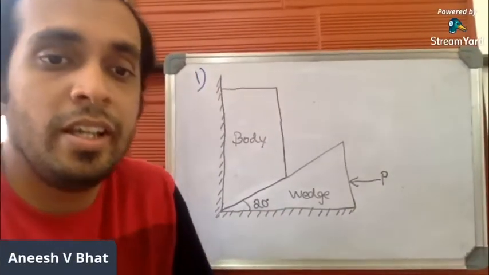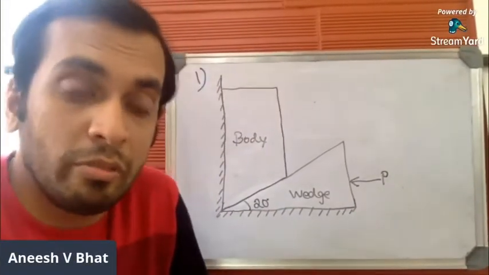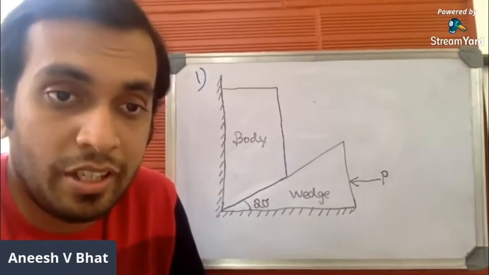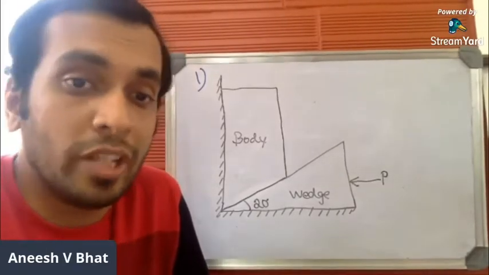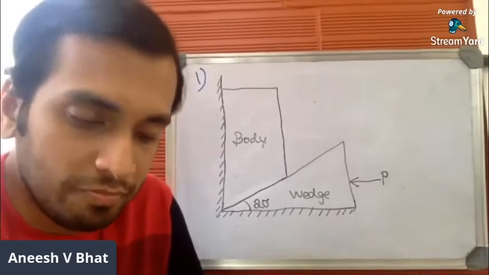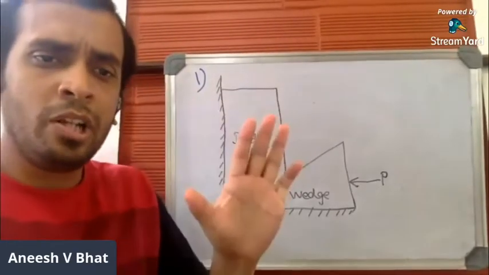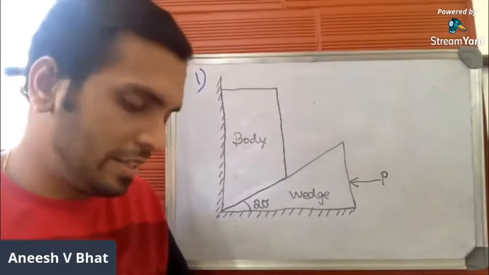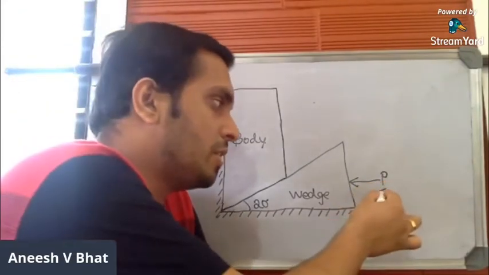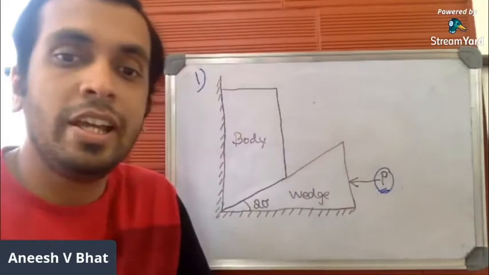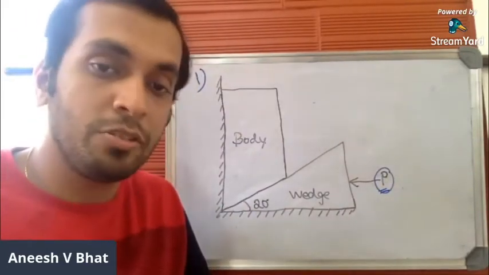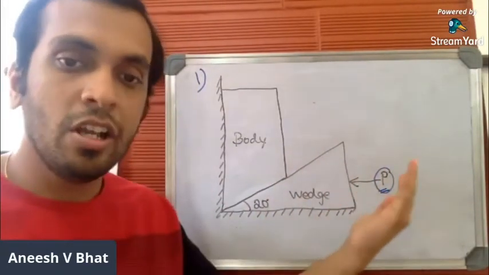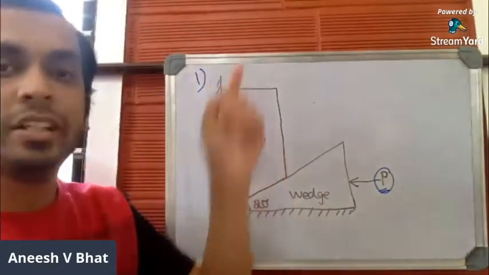Hello everybody. In the previous video, we went through the steps to solve the problems related to wedge friction. Let us go through one of the problems in this video. Ultimately, in all the problems related to wedge friction, you will be finding the magnitude of this external force P, which is required to push the wedge inside or horizontally to the left so that the body is being lifted upwards.